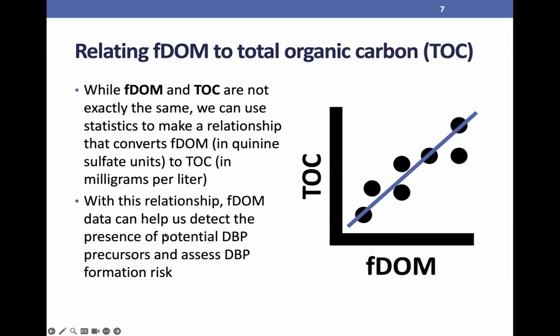The nice thing about this is that FDOM sensors often take measurements at a high frequency, many times a day, and these measurements may be available to water managers in real time. This can make FDOM measurements a useful tool to assess DBP risk, especially in comparison to TOC samples, which are often taken only once a month.